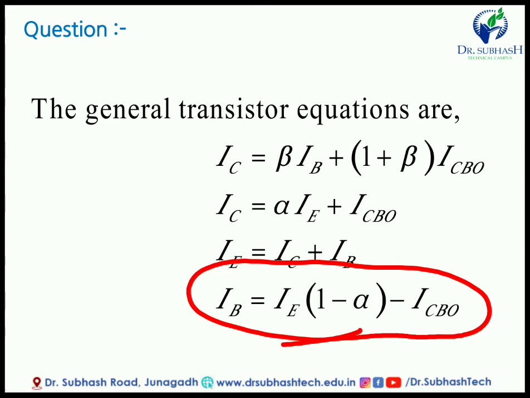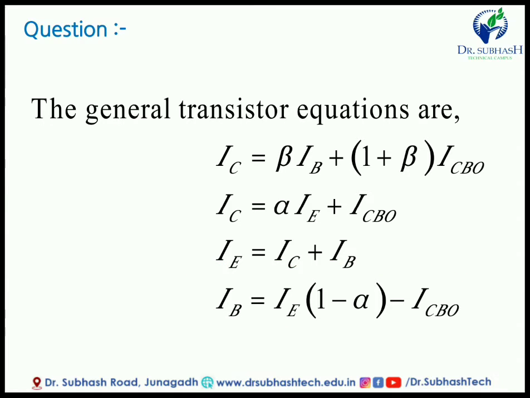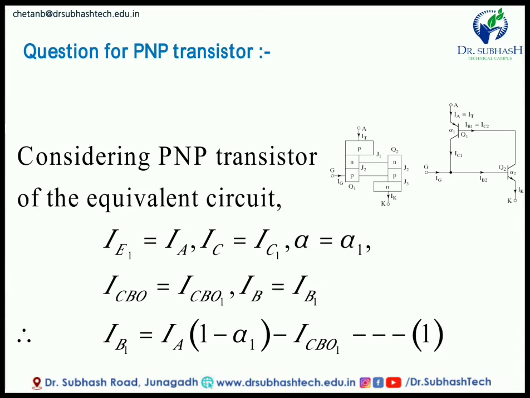This is also the general equation of the transistor. So friends, you have to remember this equation for the transistor. Now let me start with two transistors. The first transistor is considered the PNP transistor, and first of all we have to identify the IE1, IC and alpha.